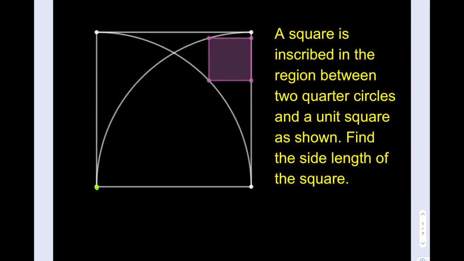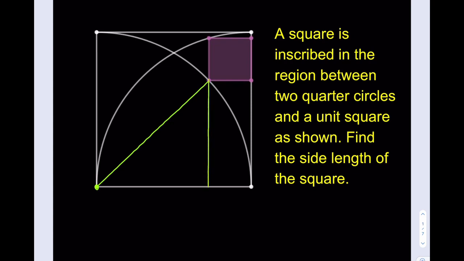So, as you know, we have a square that's inscribed in the region between the two quarter circles and a unit square as shown. We're going to find the side length for the square. So what I'm going to do is I'll be making some connections as you know here. Let's start with this one, okay? And I'll extend the side length for the square. So it's going to look like this.